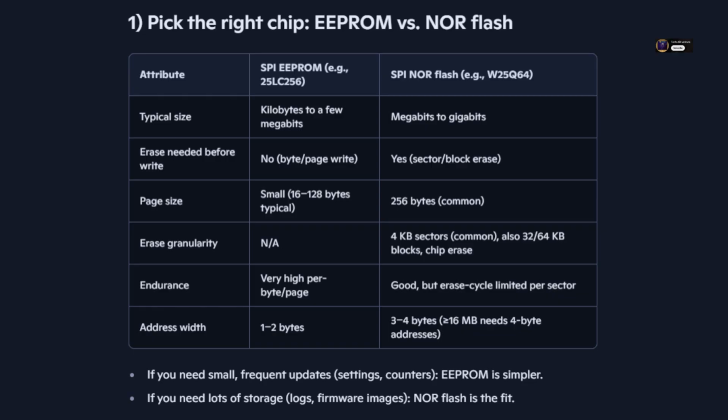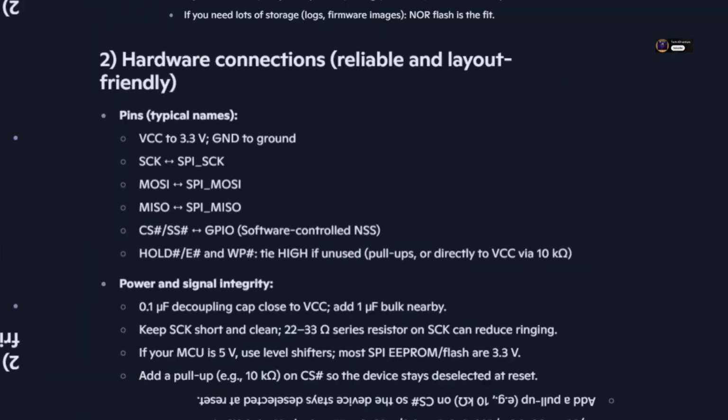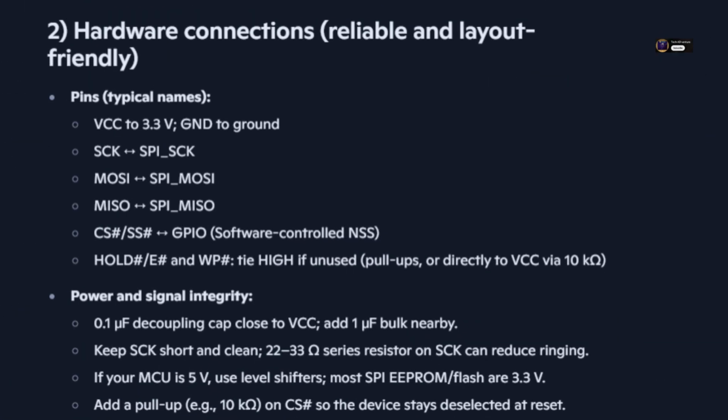Got it. How do you wire it up? Okay. Hardware connections: power, VCC and ground, GND, obviously. Then your 4 SPI lines: SCK, clock; MOSI, master out; MISO, master in; and your CS, chip select. CS connects to a regular GPIO pin on your microcontroller, one you can control in software.